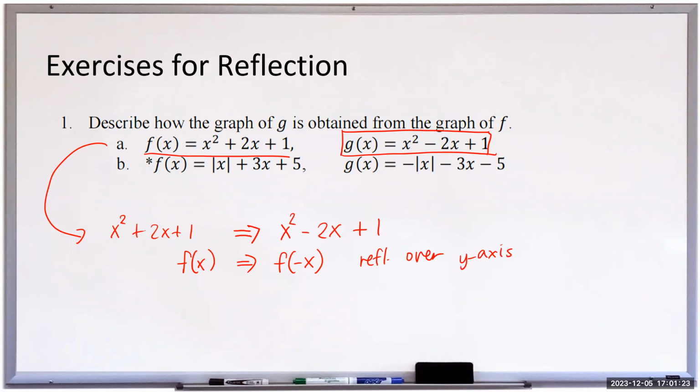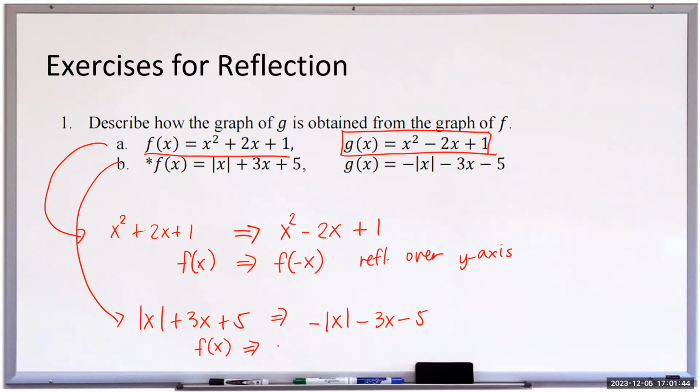For item B, okay, so we have here absolute value of x plus 3x plus 5. And G became negative absolute value of x minus 3x minus 5. So all terms changed sign. So meaning this is f of x, negative f of x. Okay? So this is reflection over the x-axis.